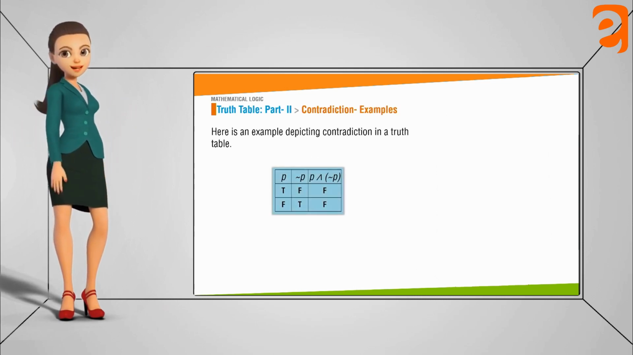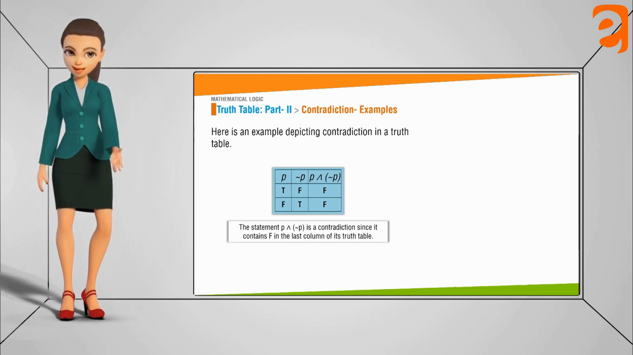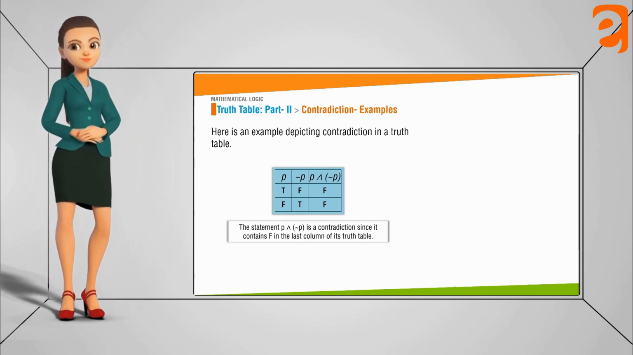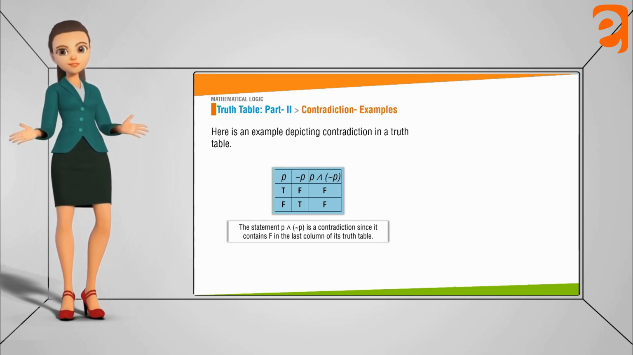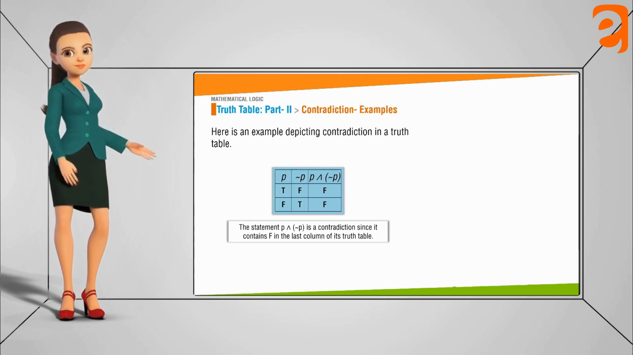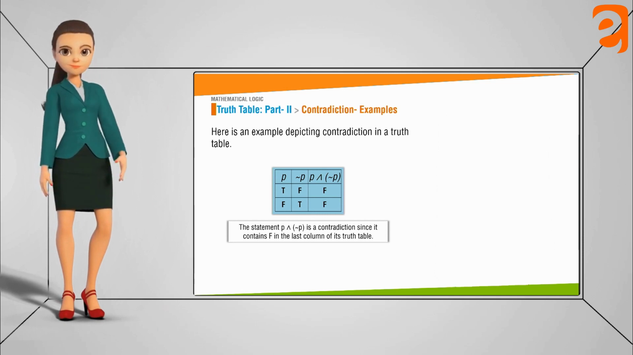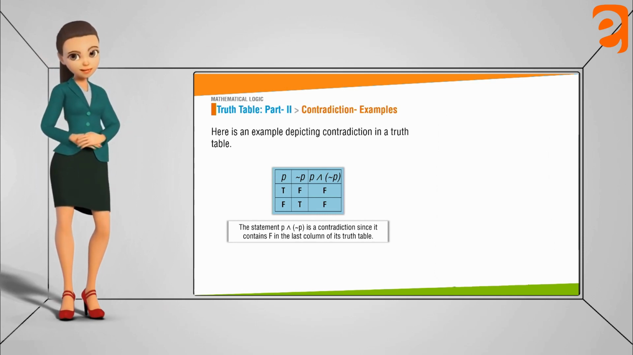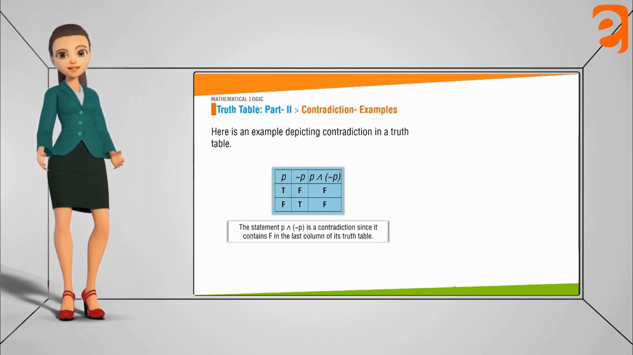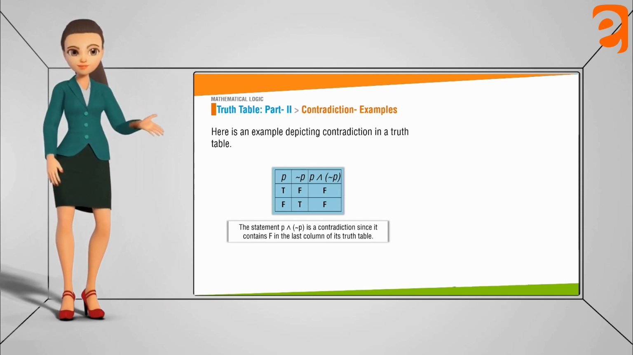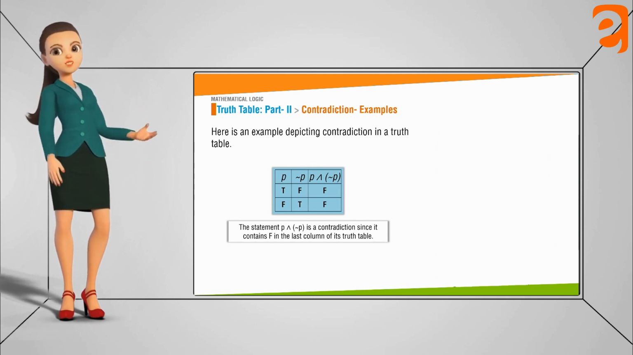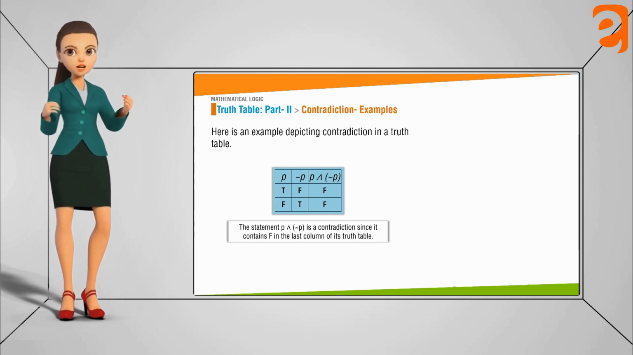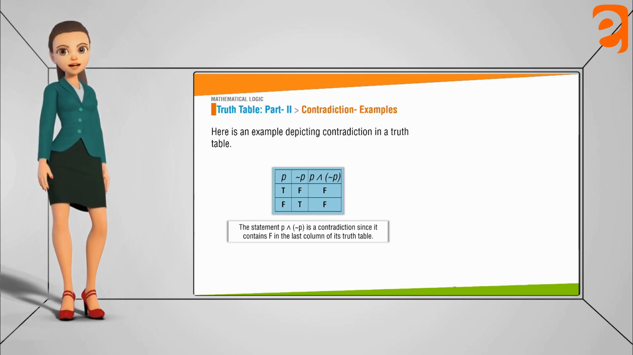Let's consider an example. Here P has truth value TF, minus P has truth value FT. Let us find the conjunction for this one. For the conjunction, apply the rules. You will find that T and F is going to be F here. F and T is F here. So the last column has F values only, no T values. So this is an example of contradiction.